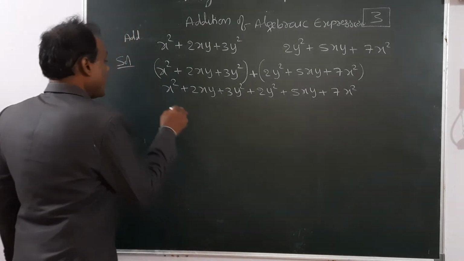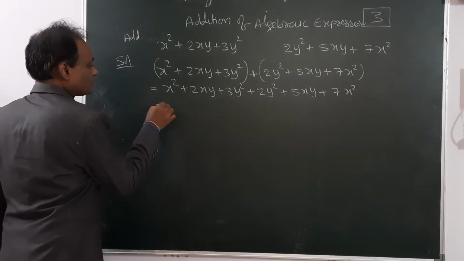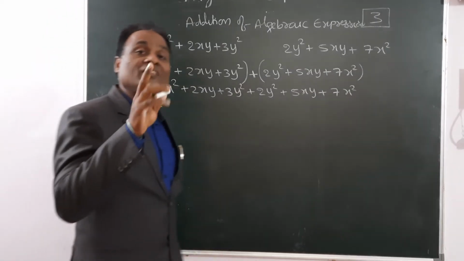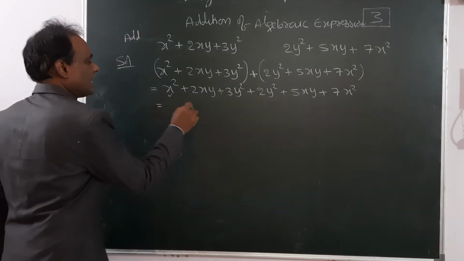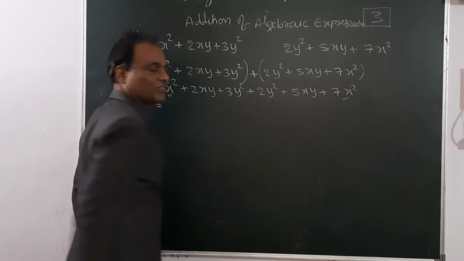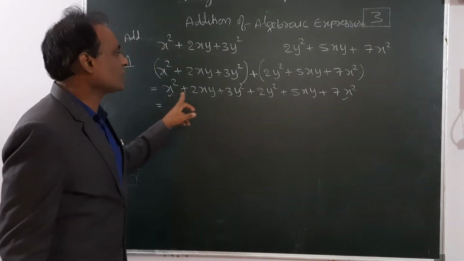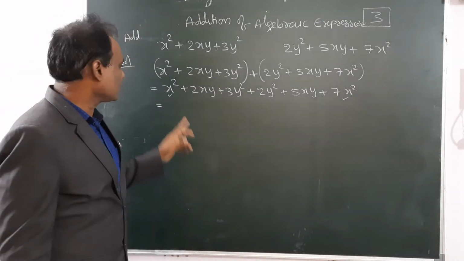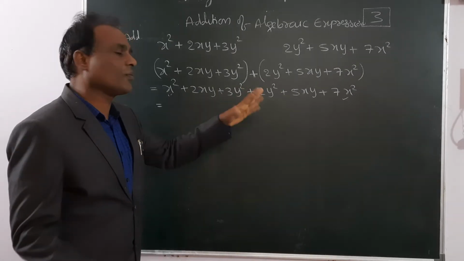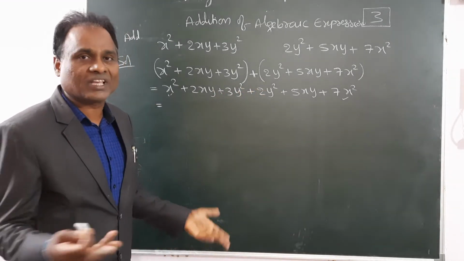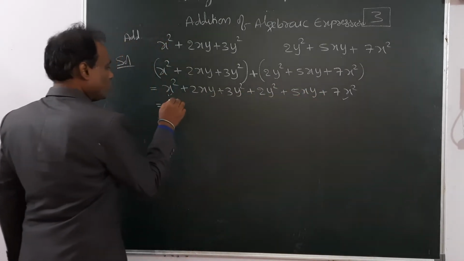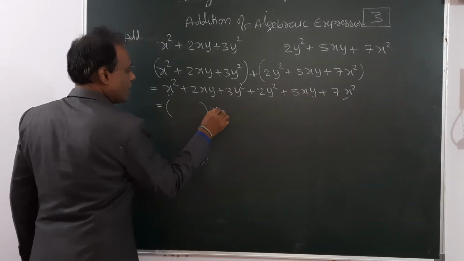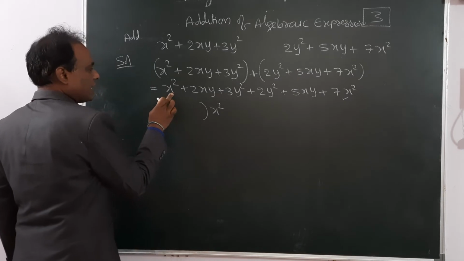Now, how to add? We have to add similar terms. Similar terms means x square and 7x square are similar terms. We can't add x square with y square. The x square and y square terms cannot be added. They are not like terms, they are unlike terms. So these two can be added. So take x square common.